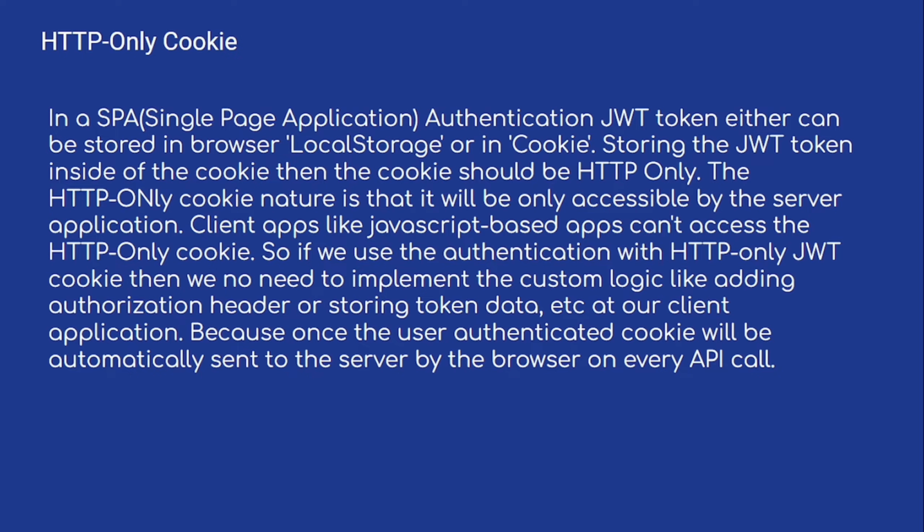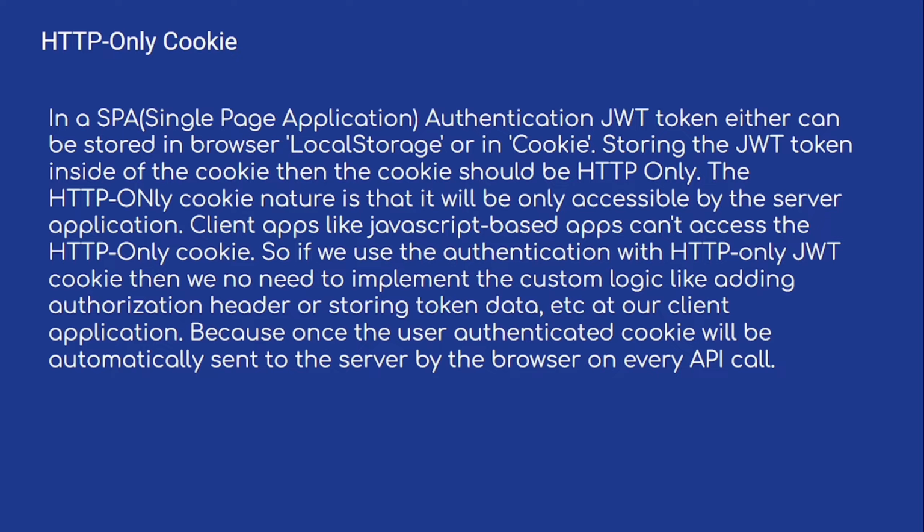What is HTTP only cookie? So let's understand here with some description. In single page applications like a ReactJS application, the JWT token either can be stored in browser local storage or in a cookie. So either the server can return tokens like refresh token and access token directly, at which time we have to save them into our browser local storage. Another way, the server can store the JWT token into the cookie, and that cookie will come as a response once the user is successfully authenticated.